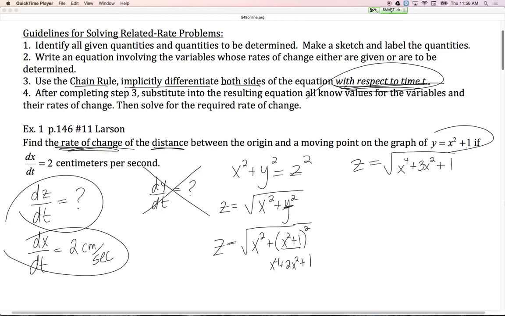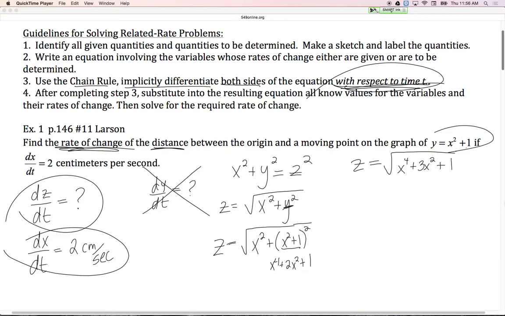And there's no y in it. I got rid of the y. I didn't want the y. I wasn't interested in the y. I don't need to find the y. So now we can go through and do step 3. Use the chain rule and implicitly differentiate both sides of the equation with respect to time.